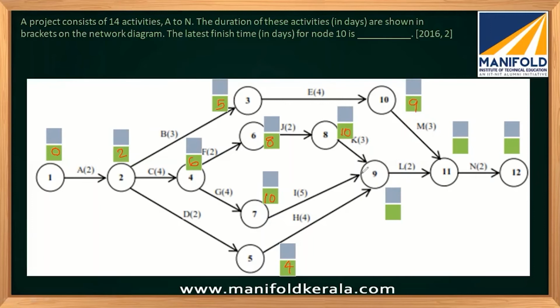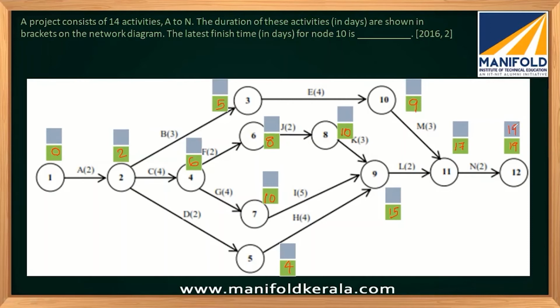This node, it's a merging node, so there are 3 ways. Either it will be 4 plus 4, 8, or 10 plus 5 will be 15, or 10 plus 3 will be 13. So maximum is 10 plus 5, 15. For this node, 2 ways, 9 plus 3 or 15 plus 2. So 15 plus 2 is maximum, so 17. 17 plus 2, 19. So this is our completion time for the project, and here it will be 19.